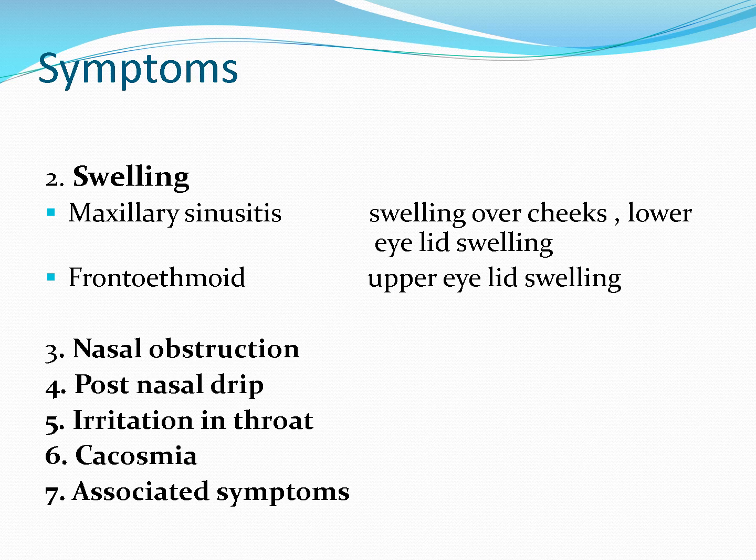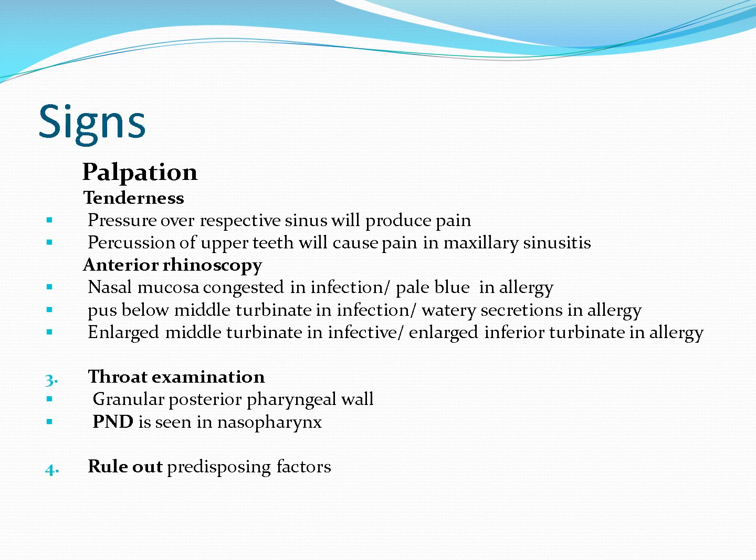Associated symptoms are common in acute conditions. Cacosmia is the symptom in which there is a bad smell from the nose, that is usually seen. So, clinical examination. First of all, you will inspect. There can be swelling over the respective sinus, and on palpation there will be tenderness over the respective sinus.